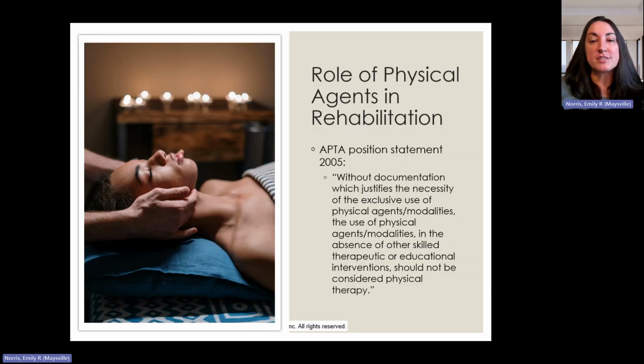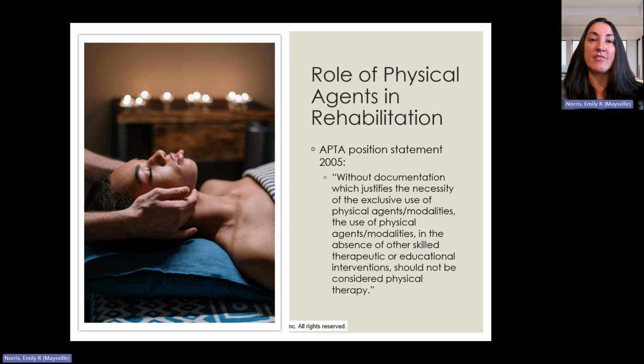So the role of physical agents in rehab. The APTA stance, again, is saying that we need to be careful what agents we use. We need to have evidence that we can use them or that they're effective for the condition. And this statement is specifically saying if all we're doing is a bunch of modalities, that's not physical therapy. Modalities in themselves, if that's all you're doing, is more like a wellness center or a spa day.